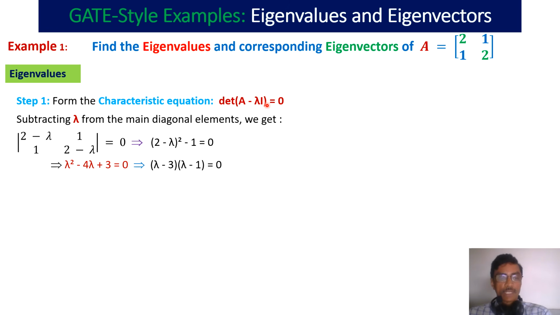Expanding this gives the characteristic equation in quadratic form, lambda squared minus 4 lambda plus 3 equals 0. Factoring this quadratic equation yields (lambda minus 3) times (lambda minus 1) equals 0. Therefore, the two eigenvalues we found are lambda 1 equals 3 and lambda 2 equals 1.